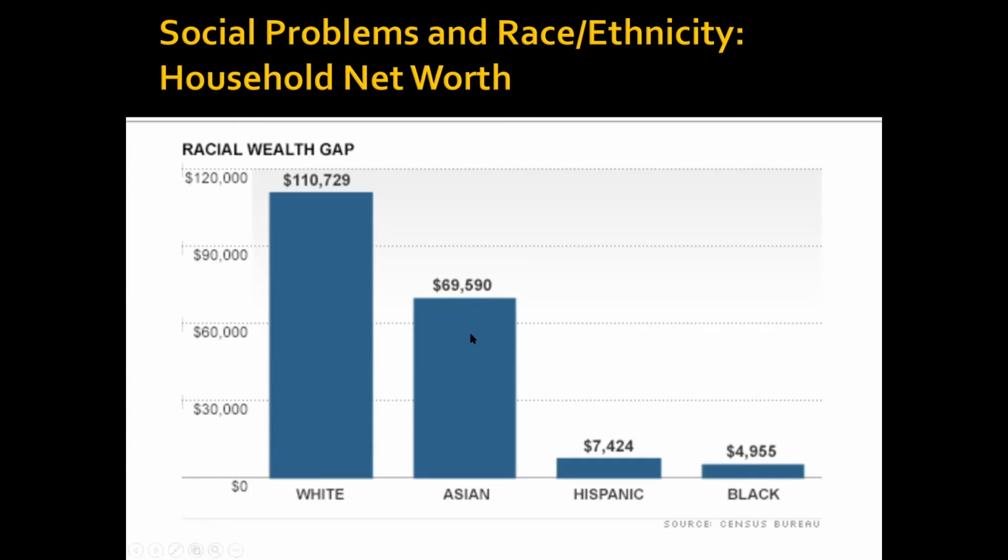For the average Asian family, it's a little over $69,000. Average Hispanic family, over $7,000. And for the average black family, just under $5,000. So think about the differences there: $110,000 in wealth for the average white family, $5,000 for the average black family. Profound differences, not just in income, but in accumulated resources that the family has.